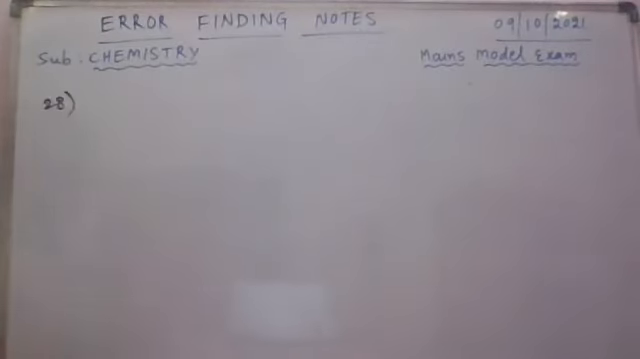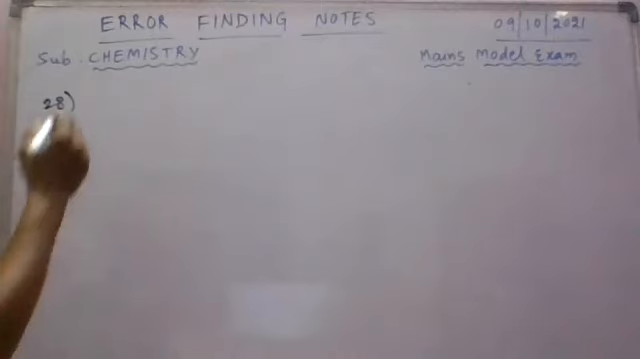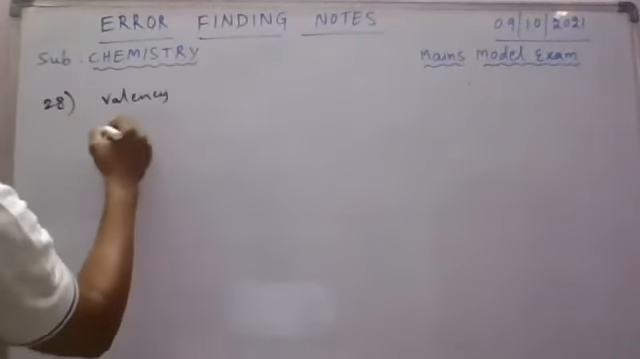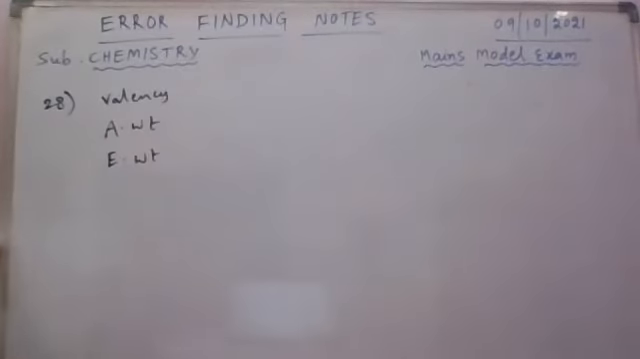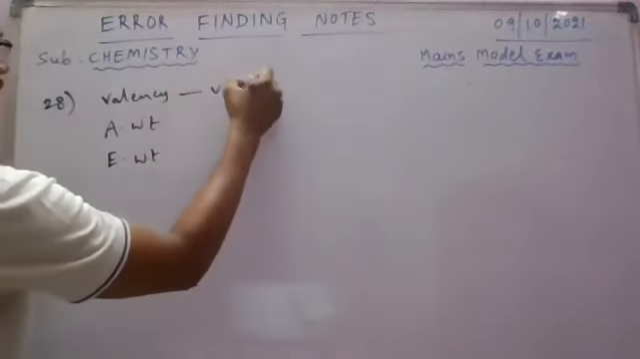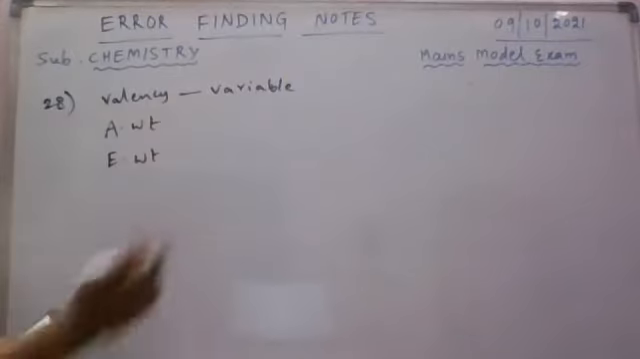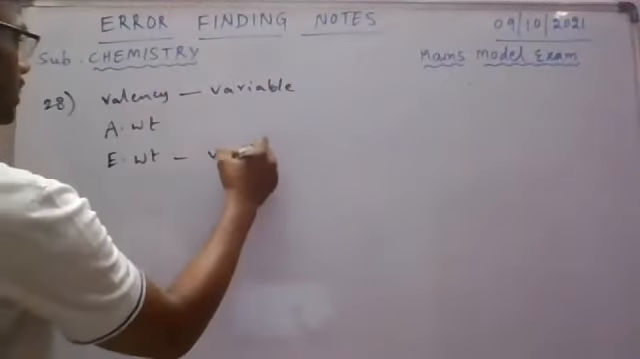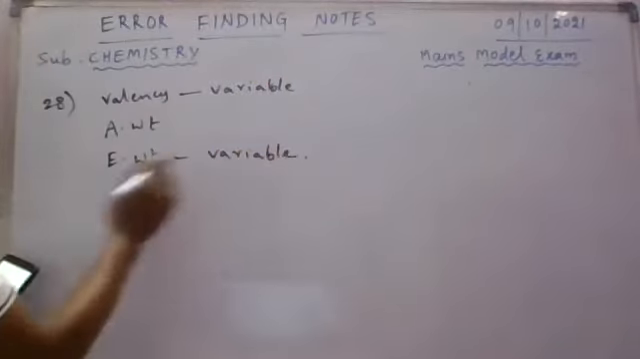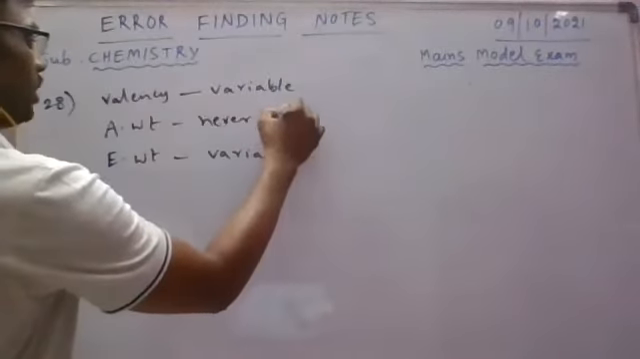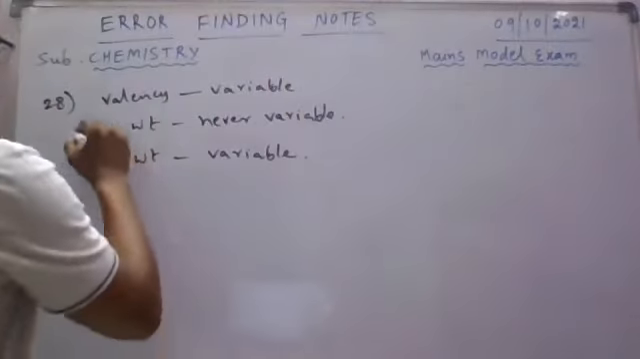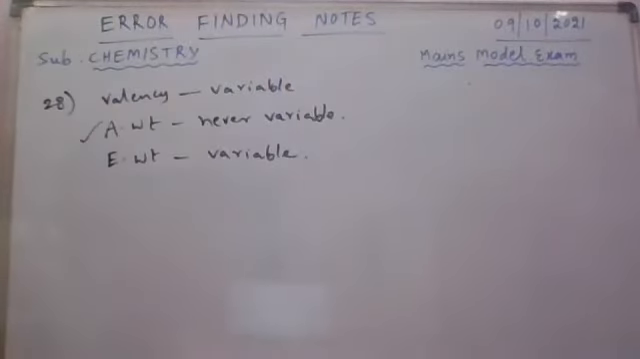Question number 28. This is a theoretical question. Among the following, which can never be variable: valency, atomic weight, and equivalent weight. Here valency is variable, we observe variable valencies. Equivalent weight is also variable; based on the valency, equivalent weight may change. But atomic weight is never variable.